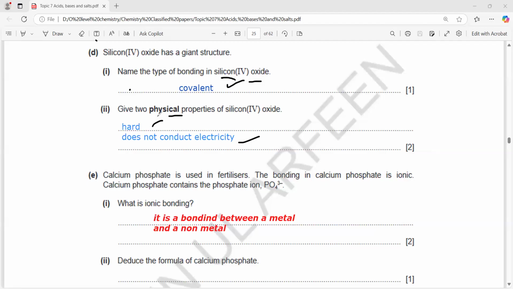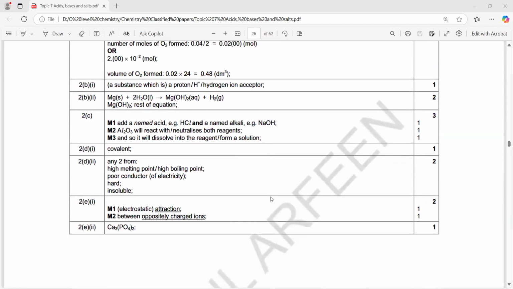Ionic bonding. Ionic bonding is a bond which is formed by a transfer of electrons and the electrostatic attraction between the oppositely charged ions. So the standard definition: 1 mark you will score for electrostatic attraction and 1 mark you will score for the oppositely charged ions. If you say a bond between a metal and a non-metal, I will show you the answer key and you try to find out where they write metal or non-metal.